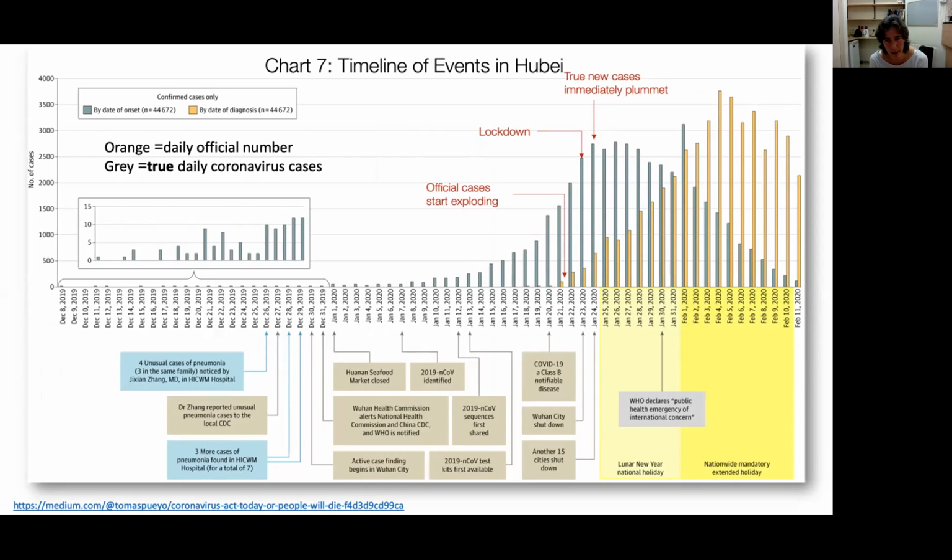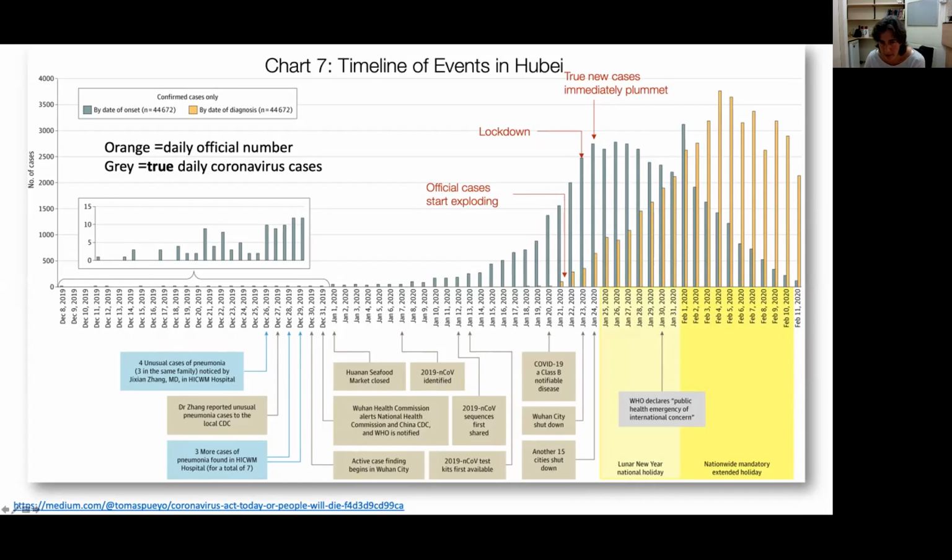So basically what you can see here is another example of how social distancing measures work from what happened in China. In orange you see the daily official number of cases, and in gray you see the true daily coronavirus cases. The true cases started around December 8th. The Chinese didn't even know that this was a coronavirus 2. It was not identified yet, and there were a number of cases of unidentified, unusual pneumonia. The virus was identified on January 7th.